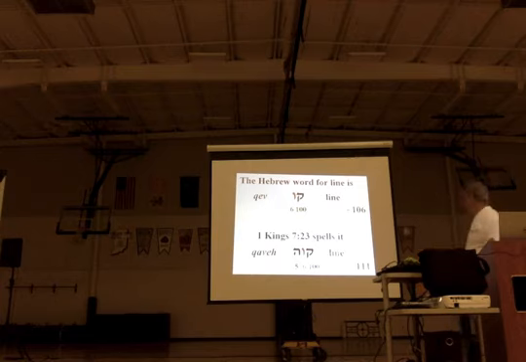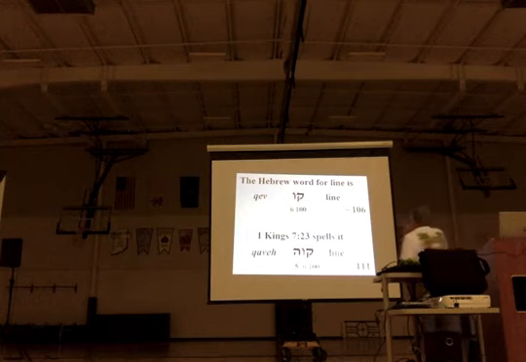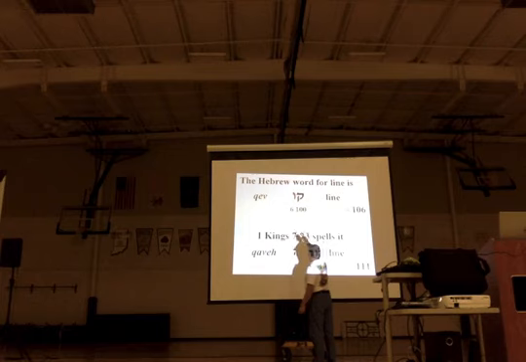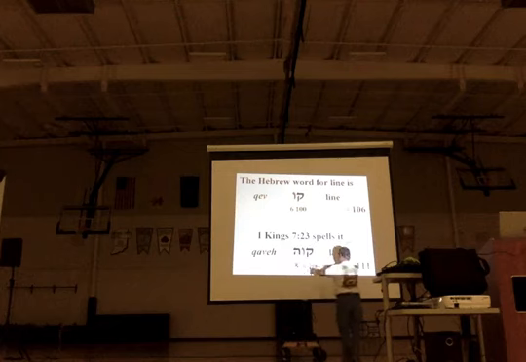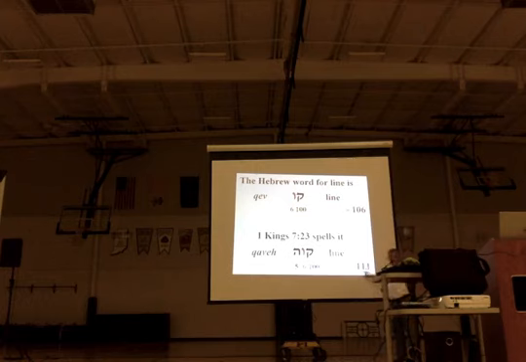Got it? So now, remember the gematria values? The gematria values, every letter has a number. Well, the Hebrew word for line is kav, kuf, vav. It adds up to 106. That's how it should be. But this verse has an extra hey on the end. It adds up to 111. You got it? Okay.